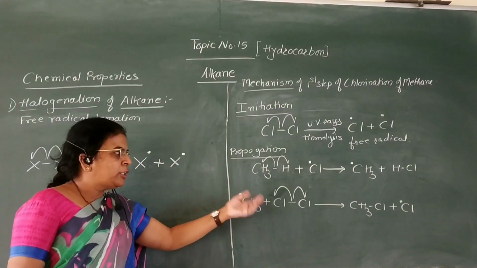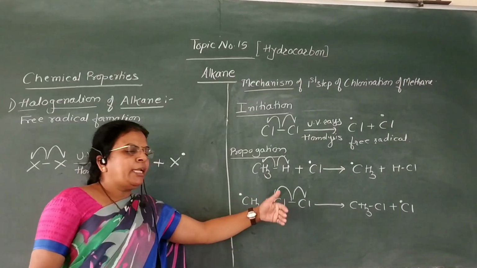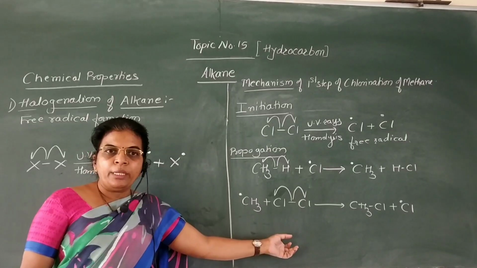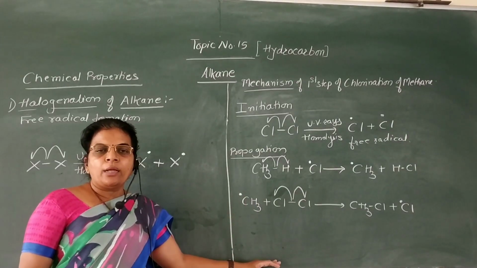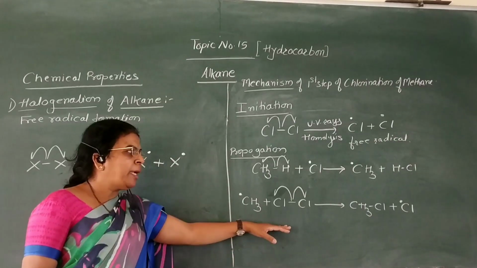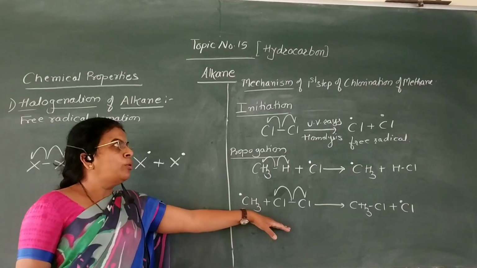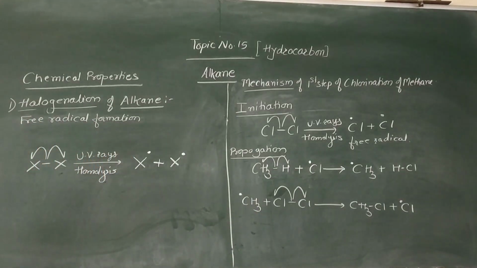Then this reaction is carried out simultaneously. Then this methyl chloride is converted into dichloromethane. Dichloromethane is converted into trichloromethane, and trichloromethane is converted into tetrachloromethane. This is the mechanism of chlorination of methane. This is a free radical formation reaction in which chlorine and methane molecules undergo homolytic bond fission.